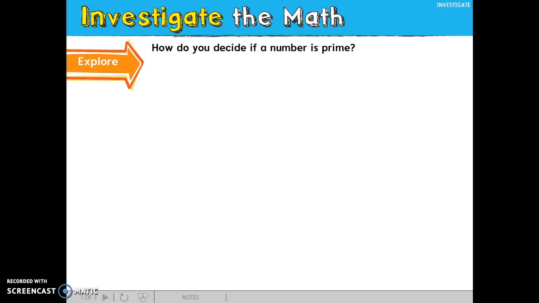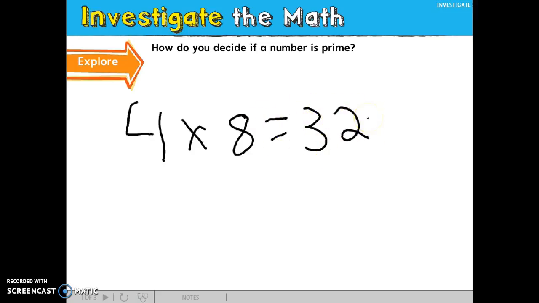To start with, we need to know if a number is prime. And in order to know if a number is prime, we need to know the factors of that number. Remember that factors are any two numbers that you multiply together to get another number. For example, 4 times 8 is 32. So the factors of 32 are 4 and 8. So 32 has two factors of 4 and 8.